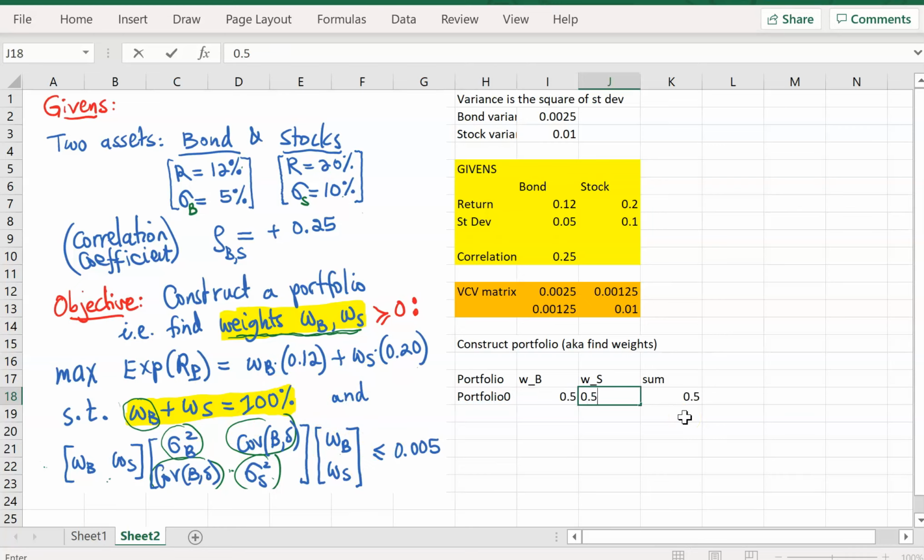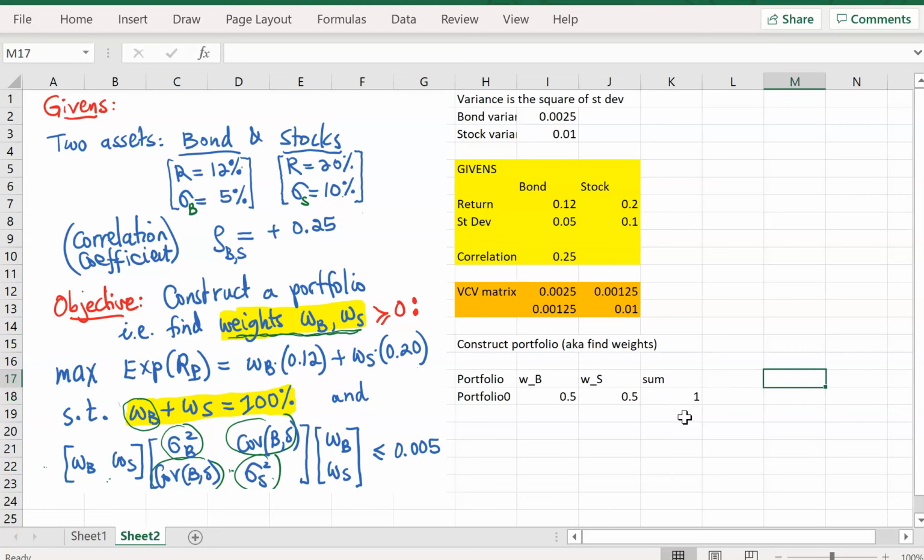How about a portfolio which consists of 50% of my funds invested in bonds and 50% invested in stocks. Basically, if you have a $1 million investment portfolio, half of that investment portfolio is invested in bonds and the other half is invested in stocks. All right, so this is a generic thing.